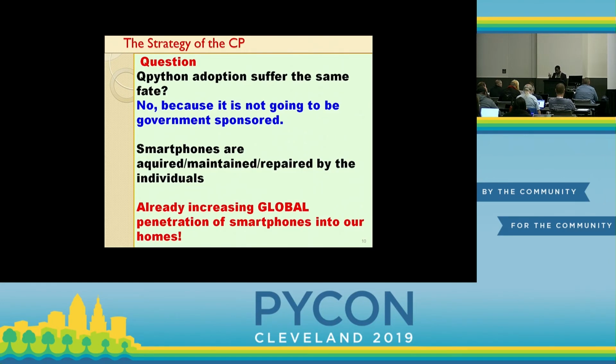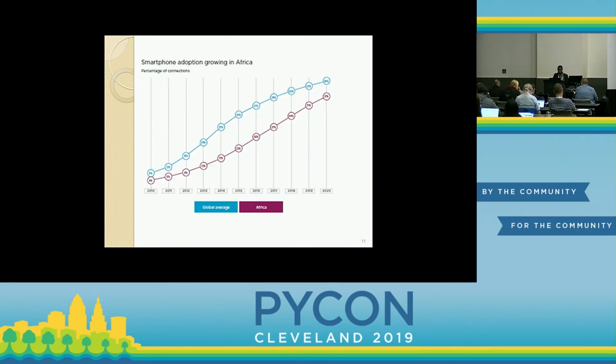Now, the question is, will QPython suffer the same fate? And my answer is boldly no, because it is not going to be government-sponsored. Smartphones are acquired, maintained, and repaired by who? By the individuals. And we're already having an increasing global penetration of smartphones into our homes. So a smartphone belongs to the individual. So we are not going to have issues of repair and all that as we have with the one laptop per kid.